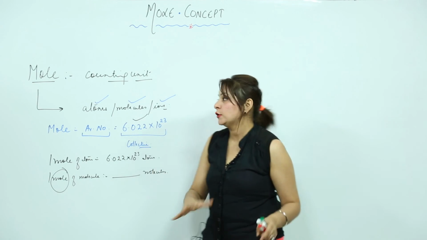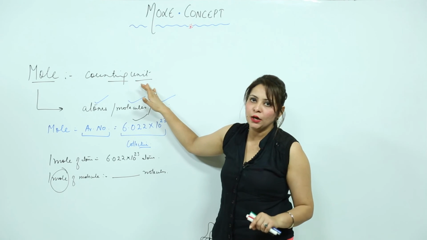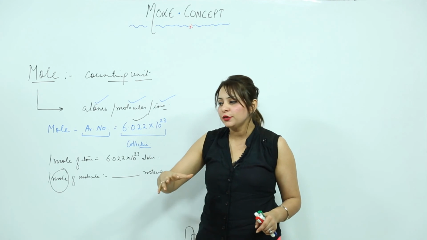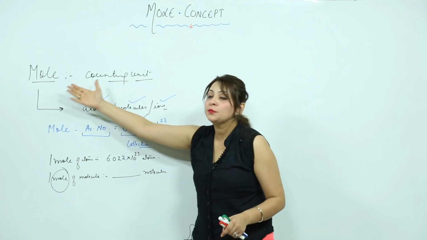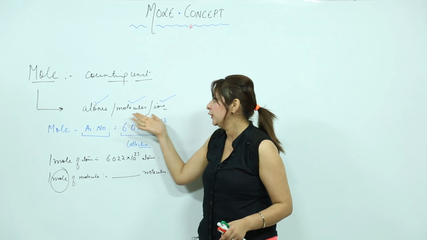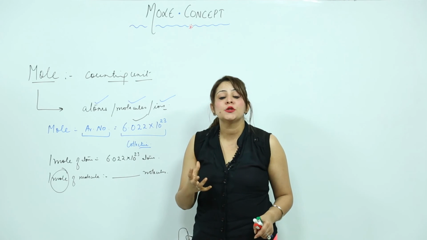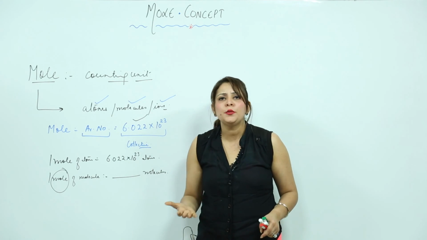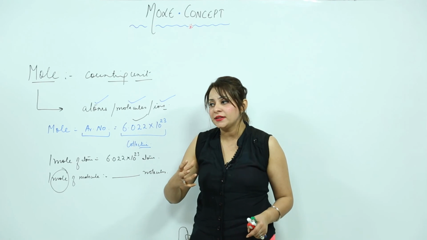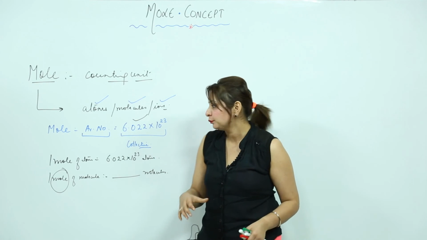So now you know what a mole actually is. We know that it is a counting unit, right? Like we use dozen, gross and so on for different items. We use this mole as a counting unit for atoms, molecules and ions, that means particles which are very minute in size, whose mass or any other property cannot be determined accurately.